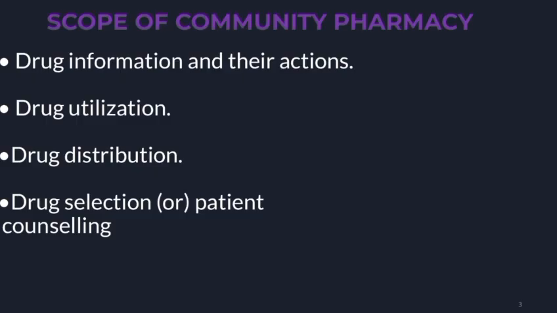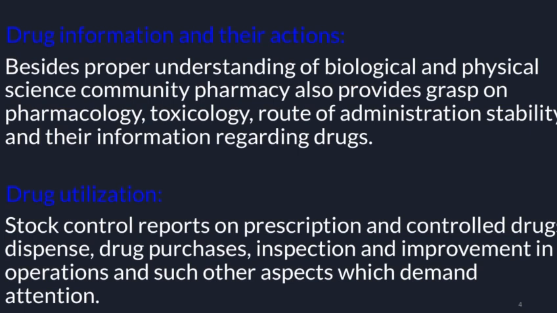Next is scope of the community pharmacy. There are four different types of scope. First one is drug information and their actions. Second, drug utilization. Third, drug distribution. Fourth is drug selection or patient counseling.